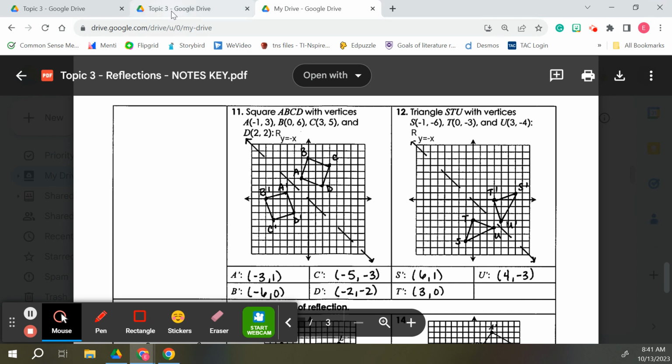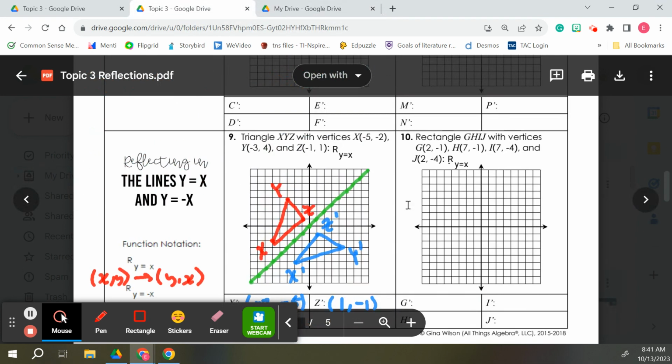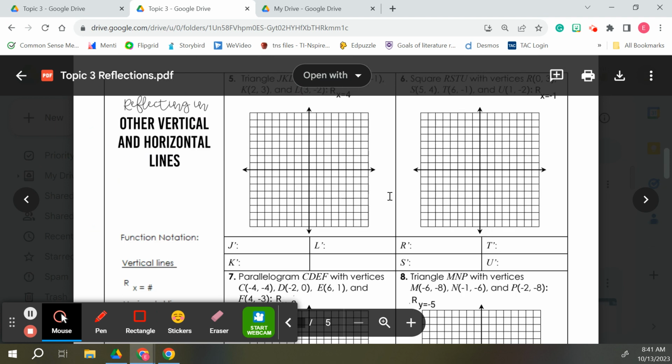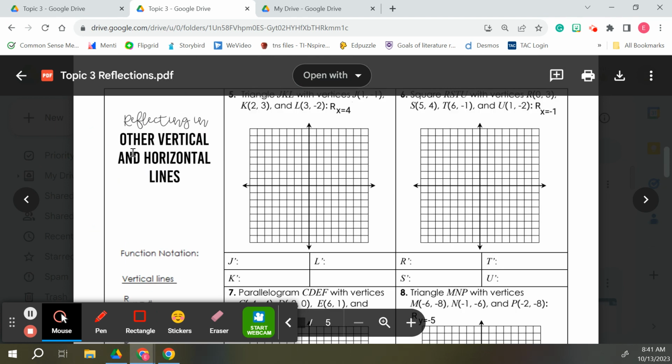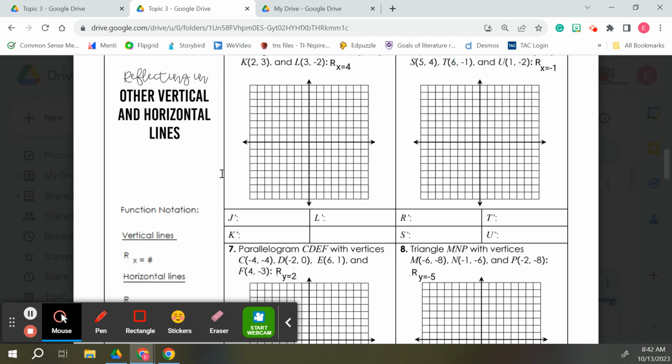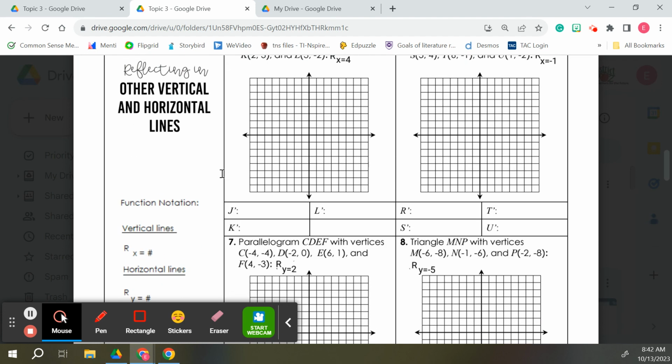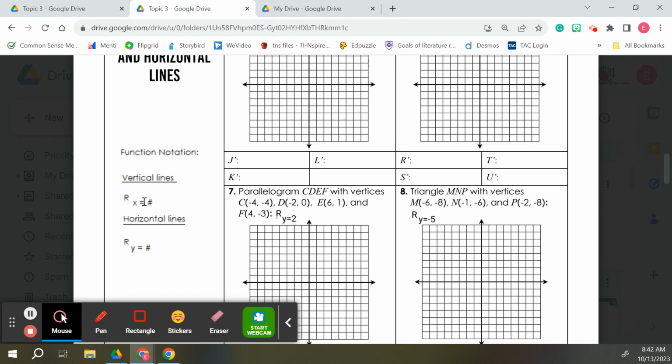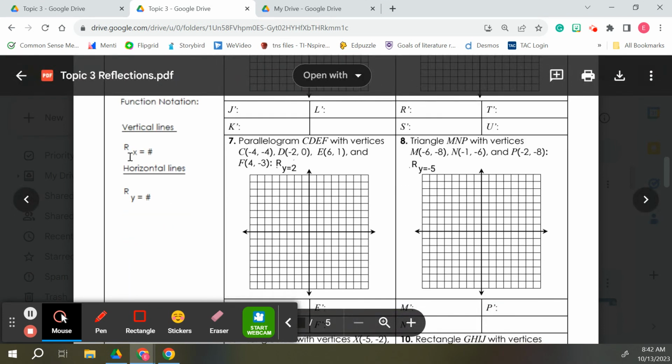All right, we're not going to do all of these, but we are going to do at least 2. So head back up to reflecting in another vertical or horizontal line. Okay, so in this case, there's no rule for these. You're going to have to just make it equidistant. So you could have the vertical line, which is capital R with x equals some number as a subscript, or a horizontal line where y equals some number.